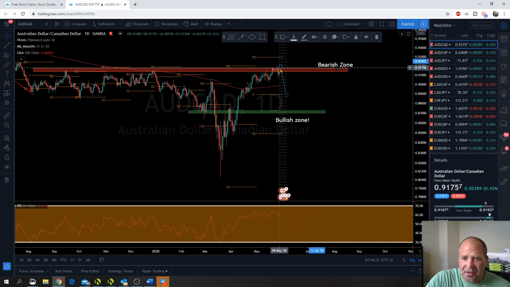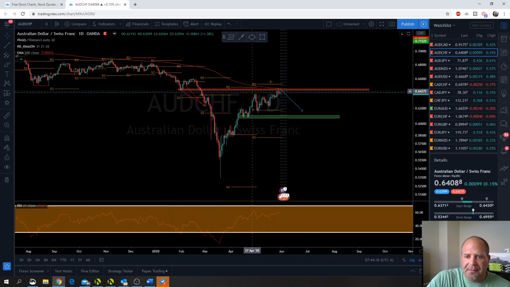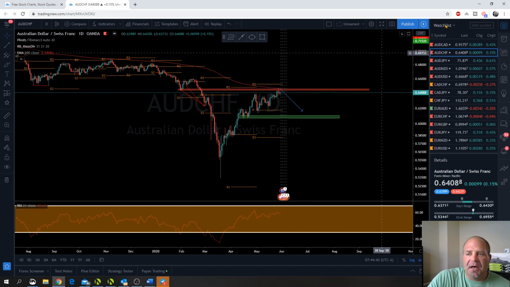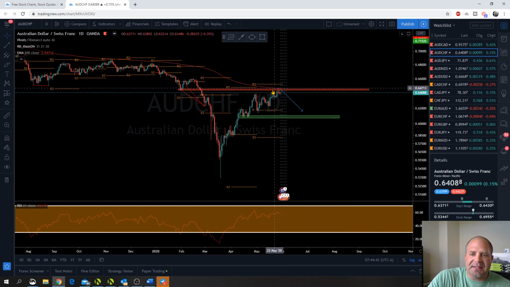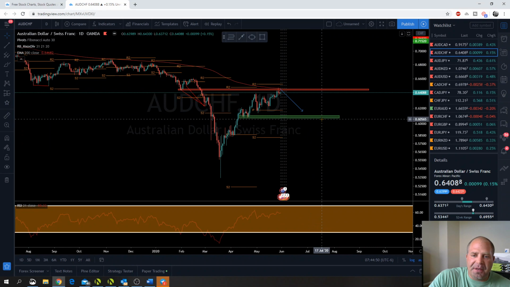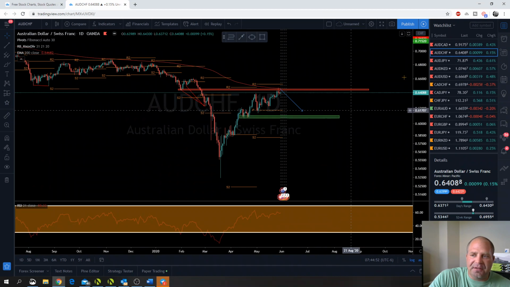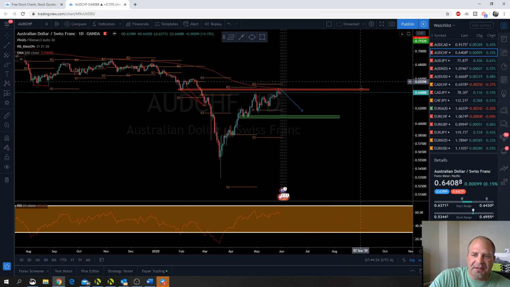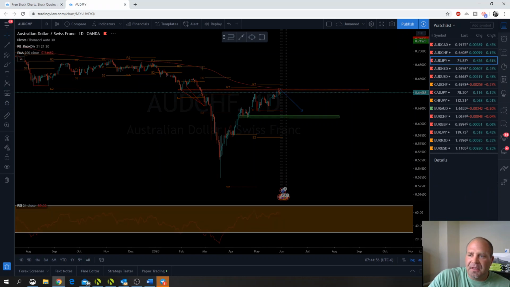All right, guys. So I'm short this pair. A lot of the Australian dollar pairs are all looking the same, right? This one tested the 200 EMA. The pivot's down here. I think we're going to make a run to this pivot, possibly as low as this, down to this bullish zone.